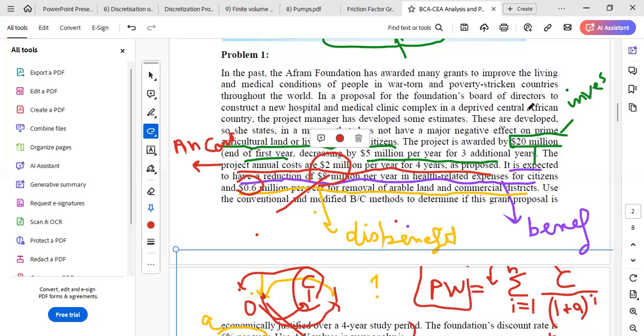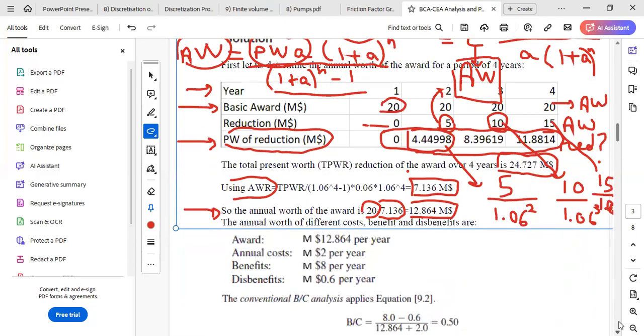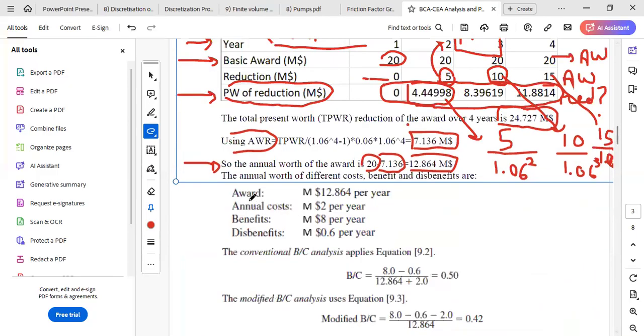While I just had to convert, for this statement, it was more challenging because I have the reduction of $5 million each for 3 years. Okay, so now once I have annual worth of all my parameters, so as we said, for the award, I did the calculation. For annual costs, benefits, and disbenefits, it's very straightforward.